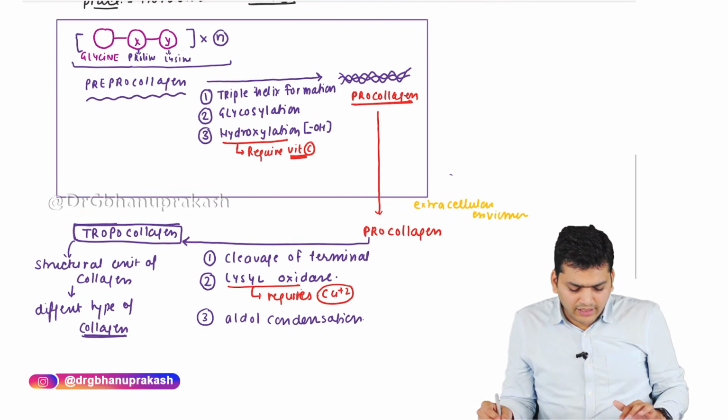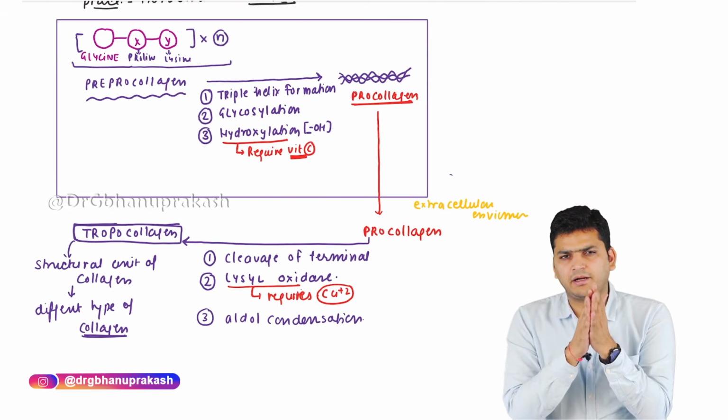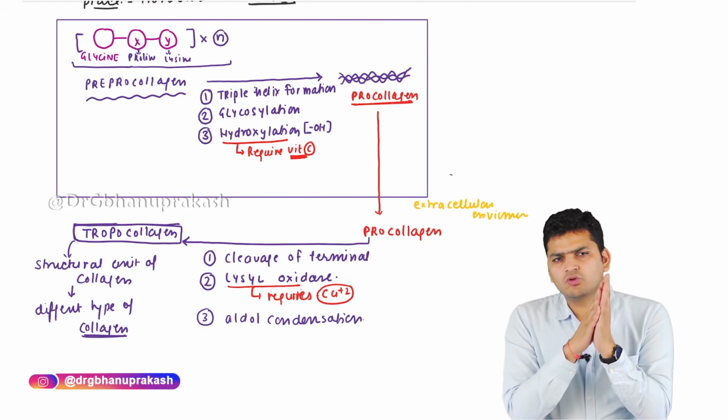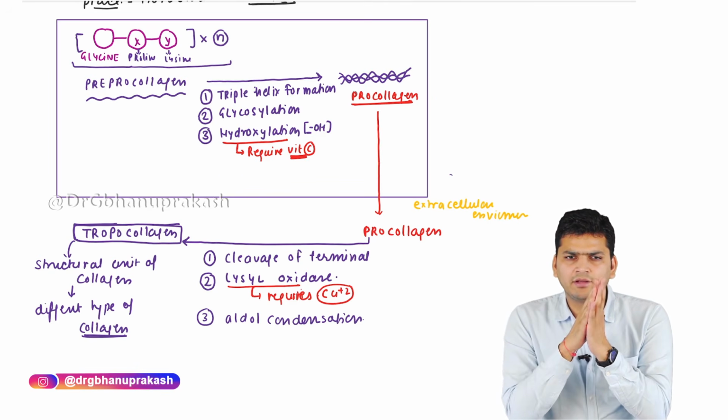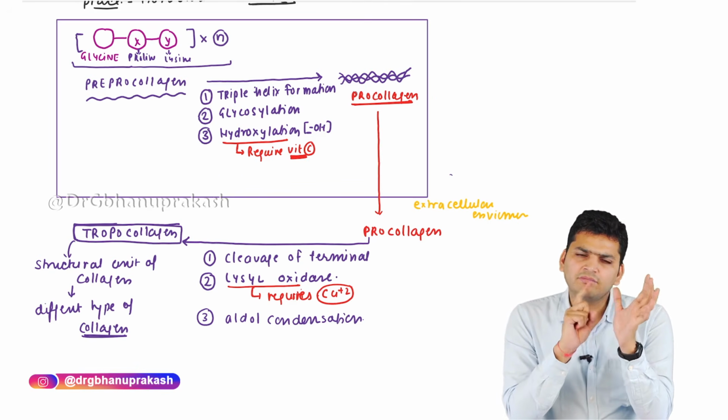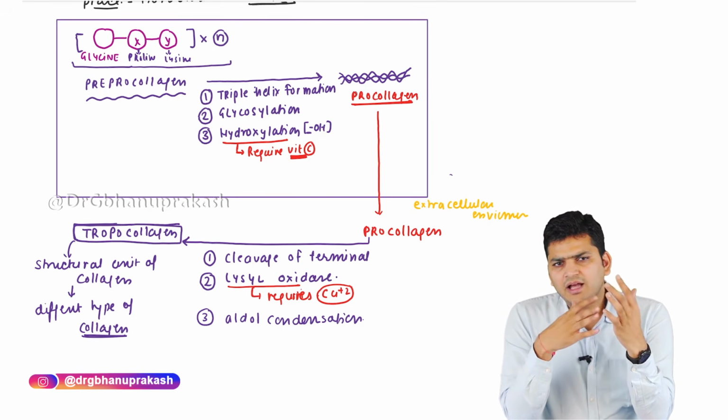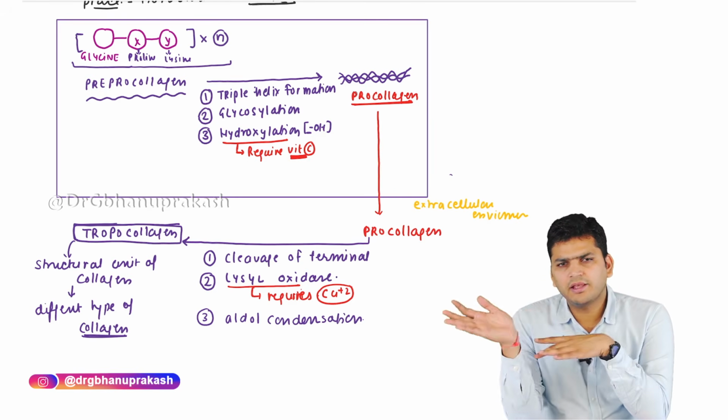So what are the questions that they are going to ask you from the collagen synthesis part? First thing is, which is the most common amino acid? The most common amino acid is glycine. Every third amino acid is going to be glycine. Which are the three common amino acids that are there? Glycine, proline and lysine. Then they ask what are the intracellular events and what are the extracellular events.